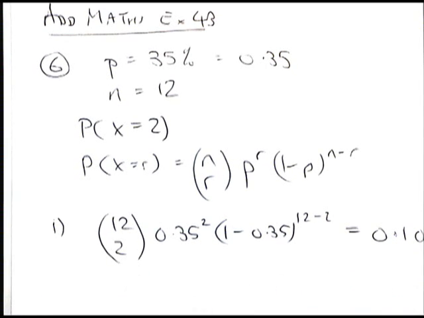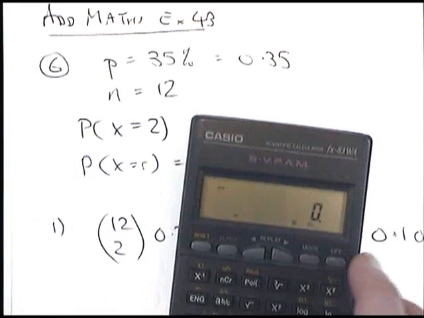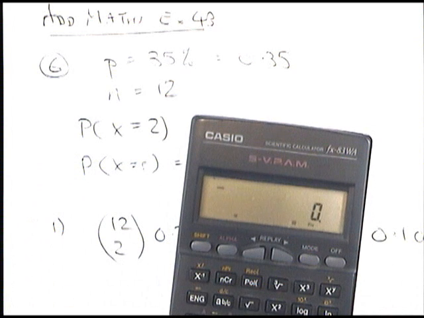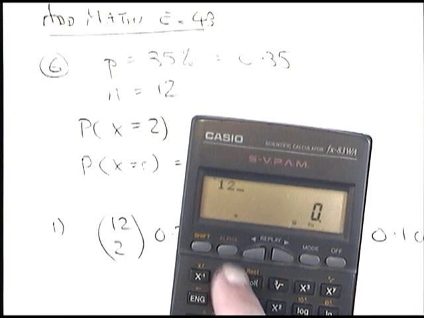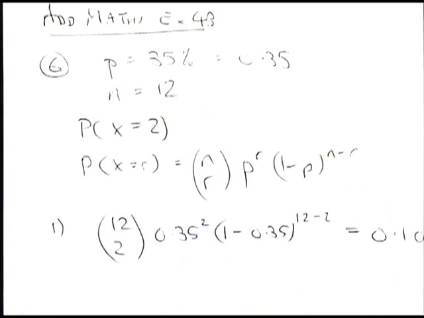To do the 12 choose 2 bit, there'll be a button on your calculator to do that, or it may be hidden in the menu somewhere. You're looking for something like this, NCR. In this calculator, I do 12, that button, and 2. So that bit is 66. So, that's the answer to part 1.